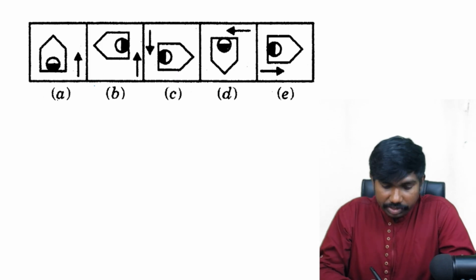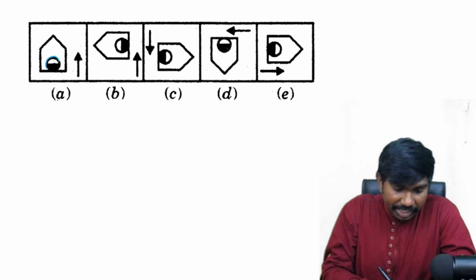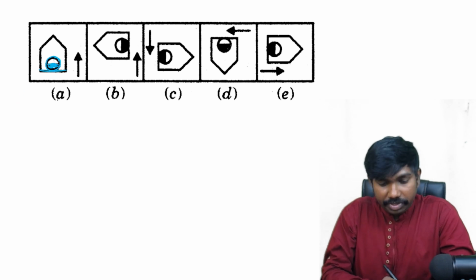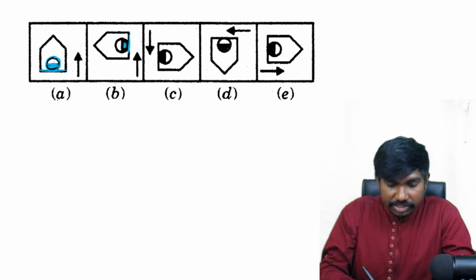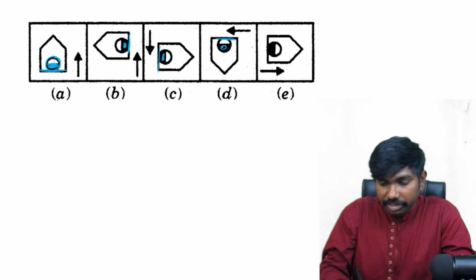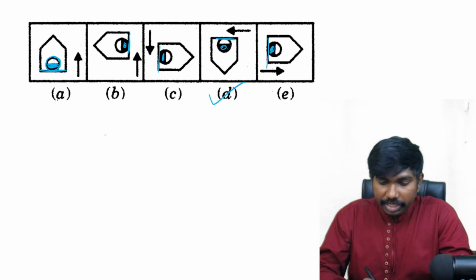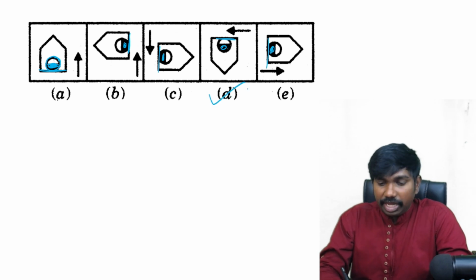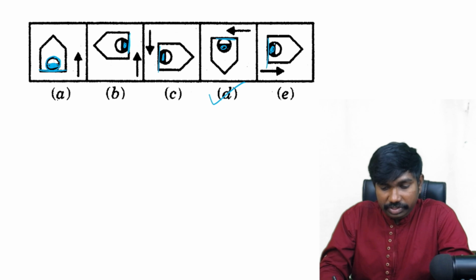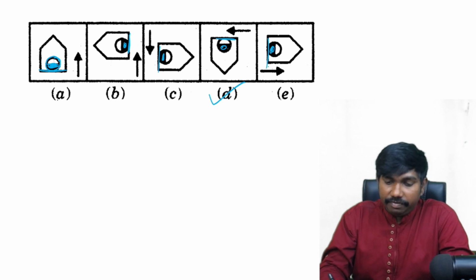Next question. Observe this circle and shaded part. This shaded part is touching this line of the pentagon, right? Here also the shaded part is touching the line, shaded part touching the line, shaded part is not touching the line. Here also the shaded part is touching the line. So the answer is option D. All except option D have the shaded part of the circle touching the side of the pentagon.